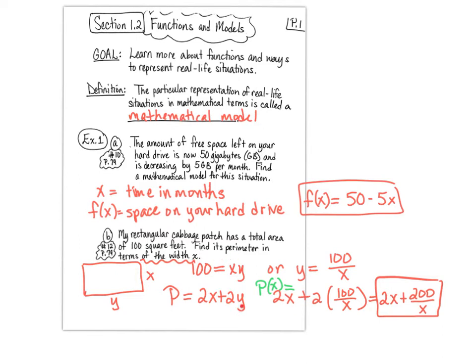Now, the problem says find its perimeter in terms of the width x. So that means that we do not need a y here. We want everything on this side in terms of x. So what that means is we need to go back up here using our area equation and solve for y. We get y is equal to 100 divided by x. And then we substitute that in here to get P of x, which is now our perimeter in terms of x, is equal to 2x plus 2 times 100 divided by x, or that's equal to 2x plus 200 over x. Okay?